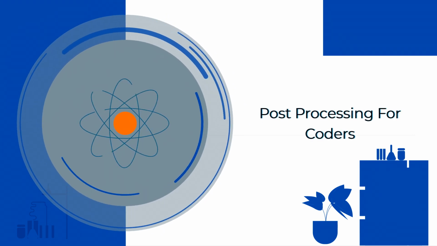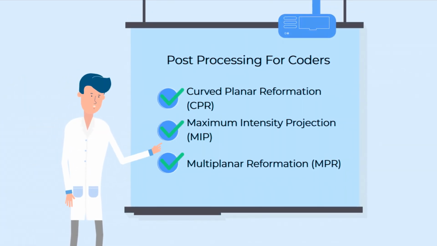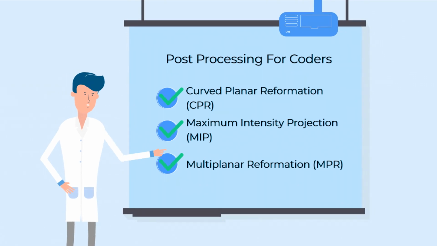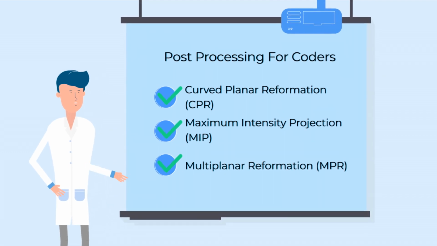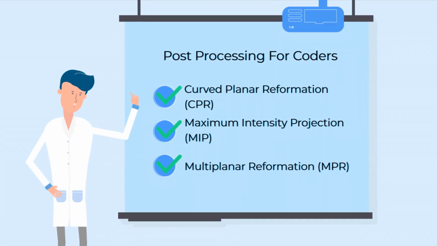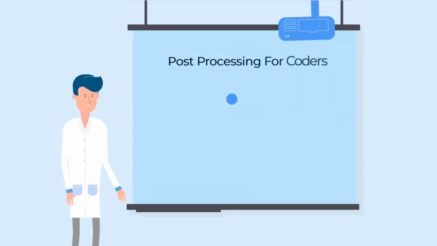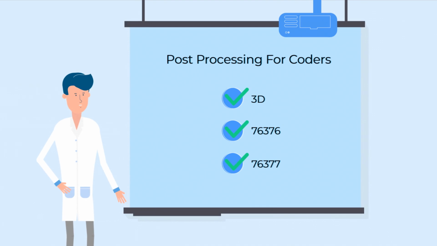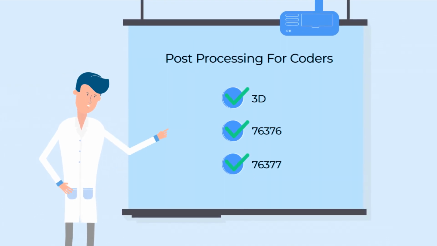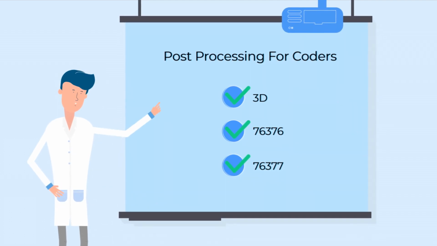Post-processing for coders. Post-processing is a broad term for any computer processing done after the scan to create new or clearer images. Curved planar reformation, maximum intensity projection, and multi-planar reformation are all types of post-processing. Basic post-processing is bundled in the main scan code. Advanced post-processing, requiring a separate workstation or significant physician input, may be billed separately using 76376, same session, or 76377, separate workstation.